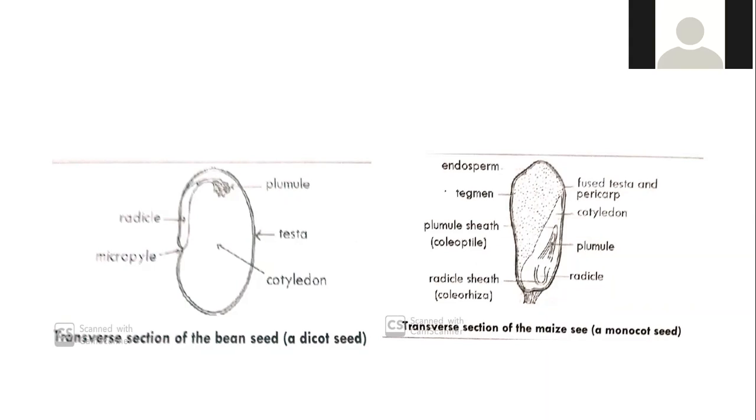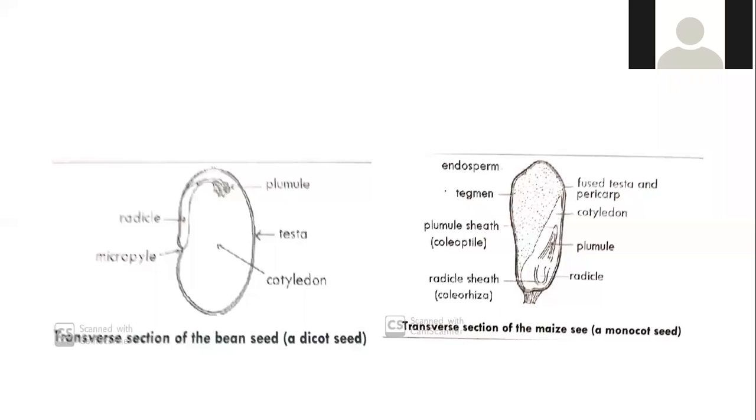Then you move to your monocot seed. You can see the plumule shell I'm talking about. So the plumule is here, radicle is there. The coleorhiza is covering the radicle. Then the coleoptile is covering the plumule. Then you have the large cotyledon, just one, inside the seed. You have your endosperm there. So the endosperm here forms the main food storage for the monocot seed. Example, maize. So this shows you the structure of a seed.